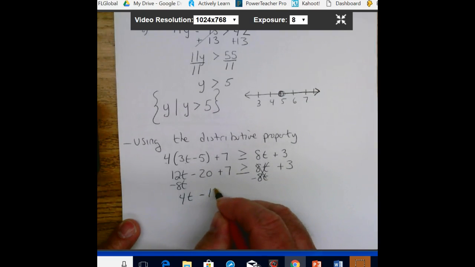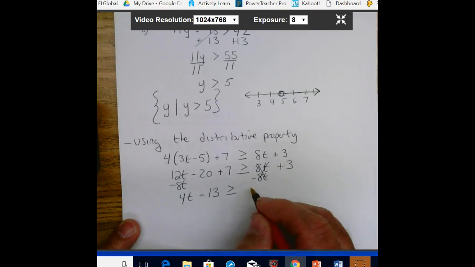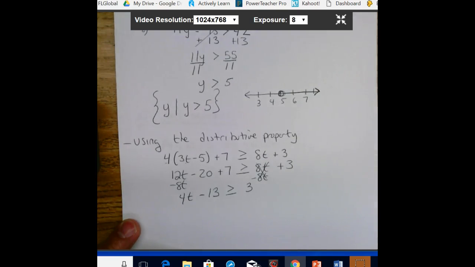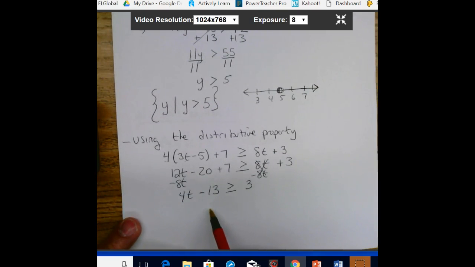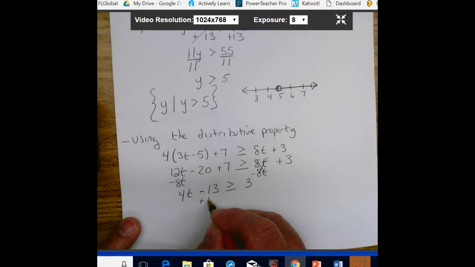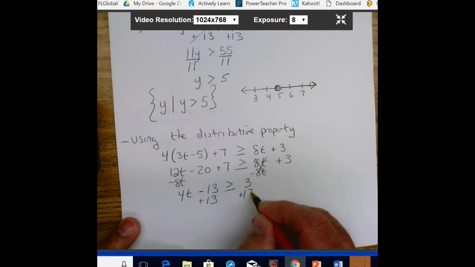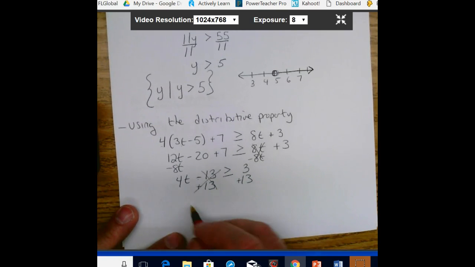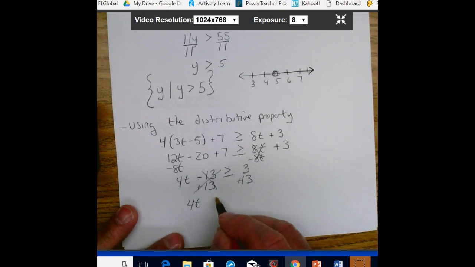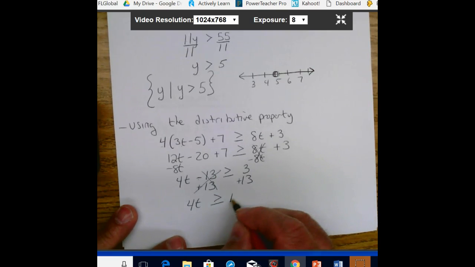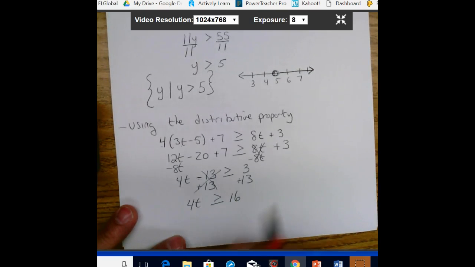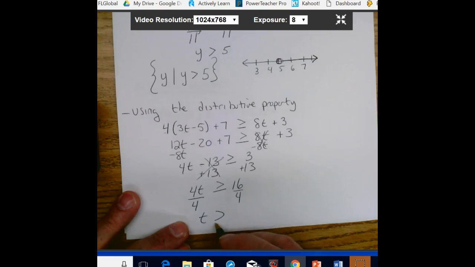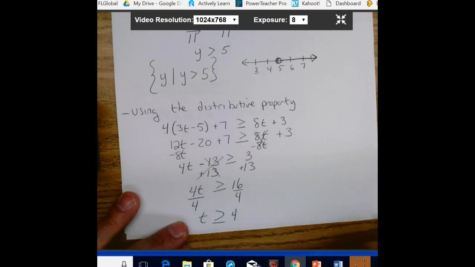That's going to give us negative 13, greater than or equal to 3. Next thing we want to do is get rid of this negative 13 by doing the opposite. Add 13 to both sides. This will cancel. We'll end up with 4t is greater than or equal to 16. And then we're just going to do division. Divide by 4. t is greater than or equal to 4.